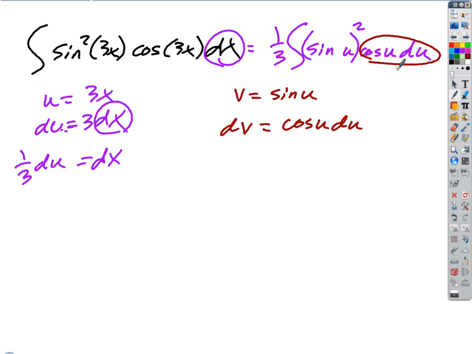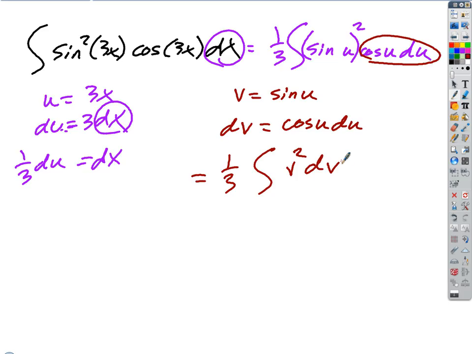Right? So this looks like 1/3 integral of, what's that? v, how about that? Okay, hang on, slow down. Let me pause for a second here. Any questions on that so far?